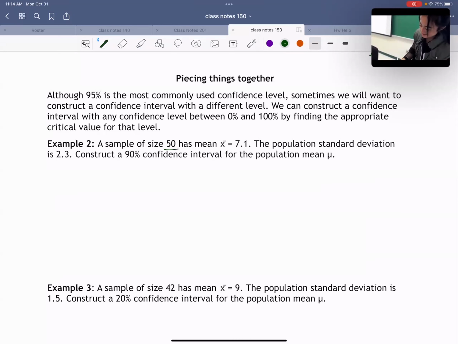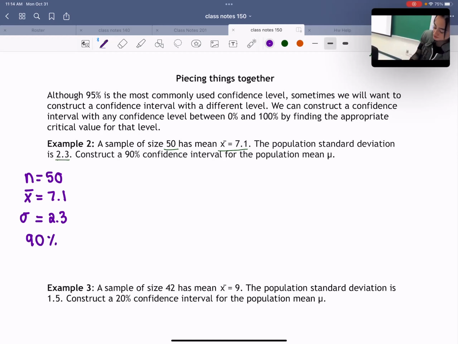Okay, let's say we have a sample of size 50. This sample has a sample mean of 7.1, and the population standard deviation is 2.3. Before I do the problem, let's just write down a few letters here. What does 50 represent? N, good. Of course, they gave us that X bar was 7.1. The population standard deviation is 2.3. What symbol is that? Sigma, good. We want to construct not a 95% confidence interval, but a 90% confidence interval for the population mean.